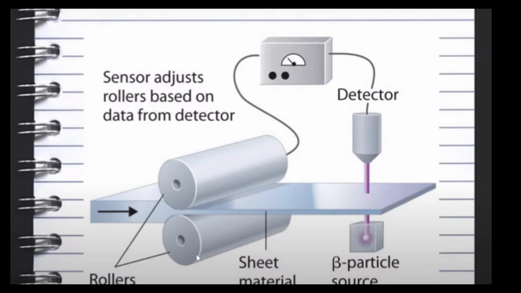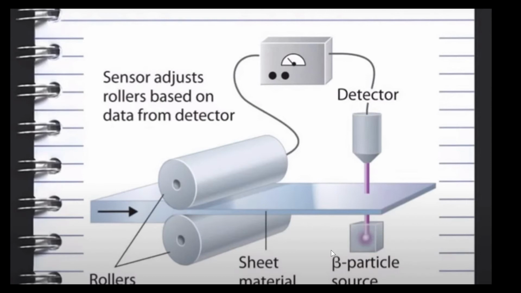Okay, so these rollers, as he's saying, can move closer to each other or apart. If they're closer to each other, the paper's thinner. More beta gets through. The detector detects it. And if it gets too thin, you get too much beta going through and the rollers move apart. Clever system. Alpha is no good because alpha won't get through any paper or aluminium, whatever it is you're measuring the thickness of and controlling the thickness of. Gamma will just go straight through.